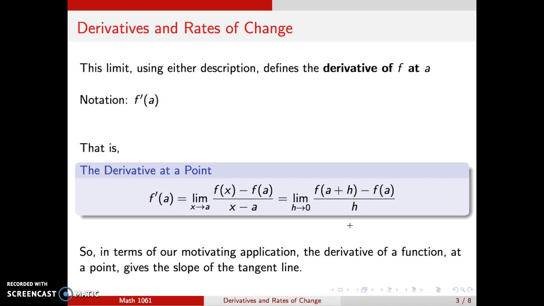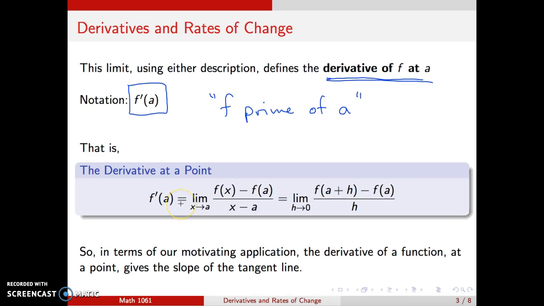Now that limit, using either description, defines, so actually our definition of the derivative of a function at that point A. So we use this notation. When we talk about the derivative as a function, we'll have more notations, but for now this is the only one we'll really use. And we read this as f prime of A.